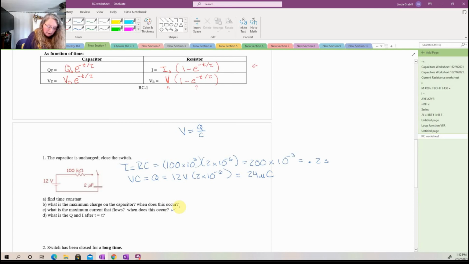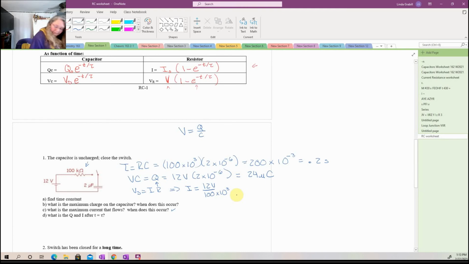Cool. Then the maximum current, and when does it flow? So the maximum current here, we know our charge. How do we relate that to current? Well, we actually don't. We're going to look at our resistor to figure out what the maximum current is. And so we can go V source equals I times R equivalent. So rewriting that, I get my current is going to be my V source, my 12 volts, divided by my resistance, my 100 times 10 to the third ohms.